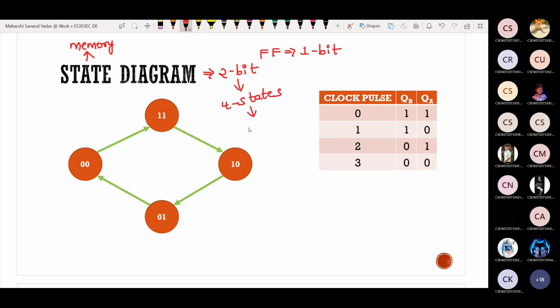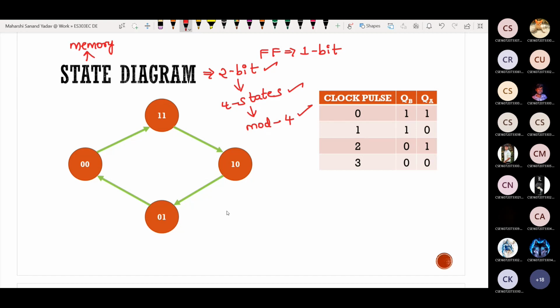This can also be called mod 4. So all these names are the same. In the exam they will confuse you by asking different questions like this. So 2-bit, or 4 states, or mod 4, everything is the same.